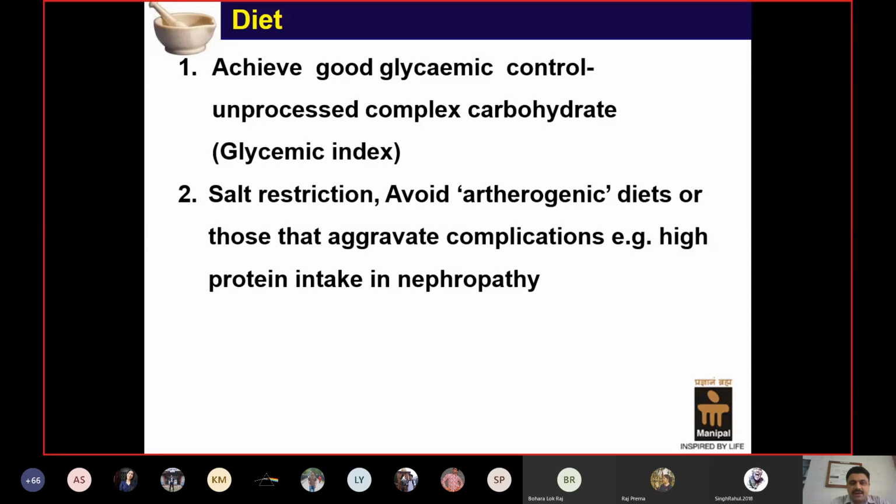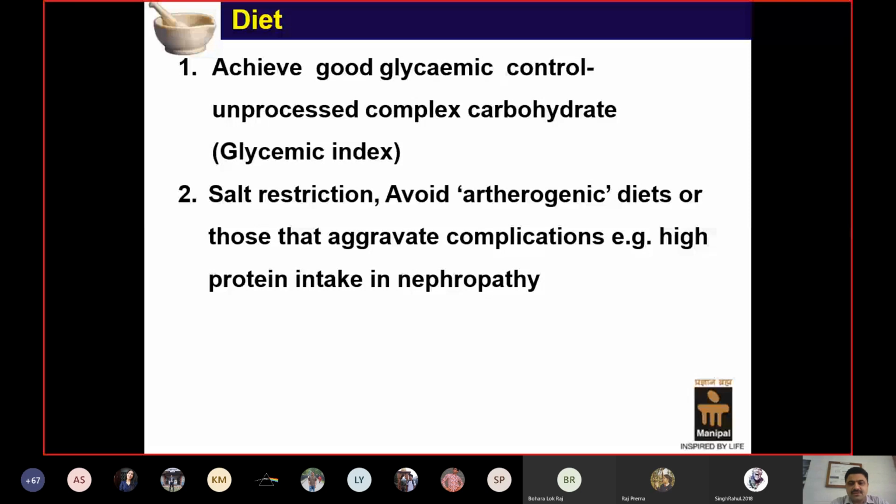And avoiding atherogenic diets, like we have said that the lipid level will also be deranged, isn't it. So that may lead to atherosclerosis. So that is why we try to avoid those diets. Also, high protein intake aggravates nephropathy.